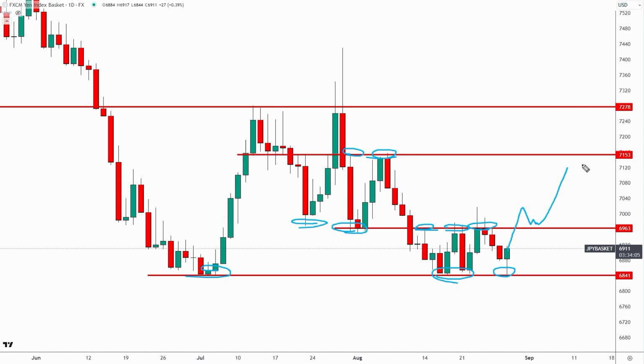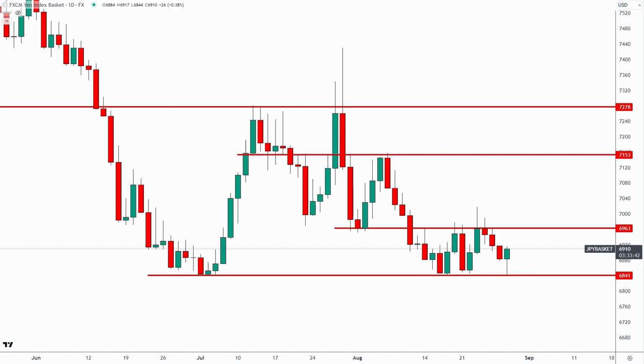But just to summarize, as long as the market is above these lows down here, the JPY index, I am treating this as a range. And again, it's a range until proven otherwise. So if we were to get a sustained break below here, then that would change my mind. But as long as we're above this area, right around 68.40, then I am treating this as a range.